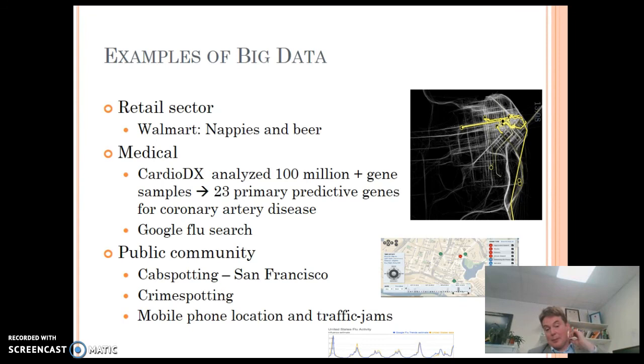So then we have things like cab spotting, crime spotting, mobile phone location. So the last time I was in a traffic jam, Google was actually able to tell me I was in the traffic jam because there were lots of mobile phones on a road where there shouldn't have been.